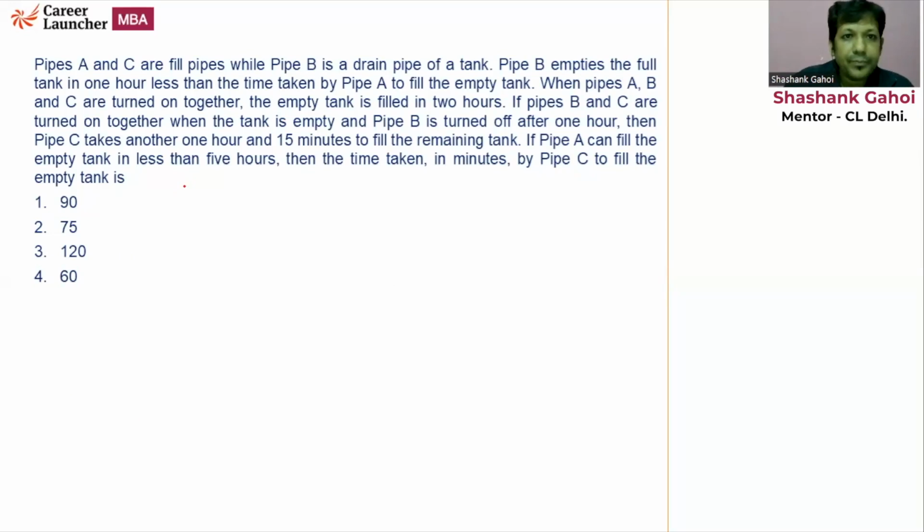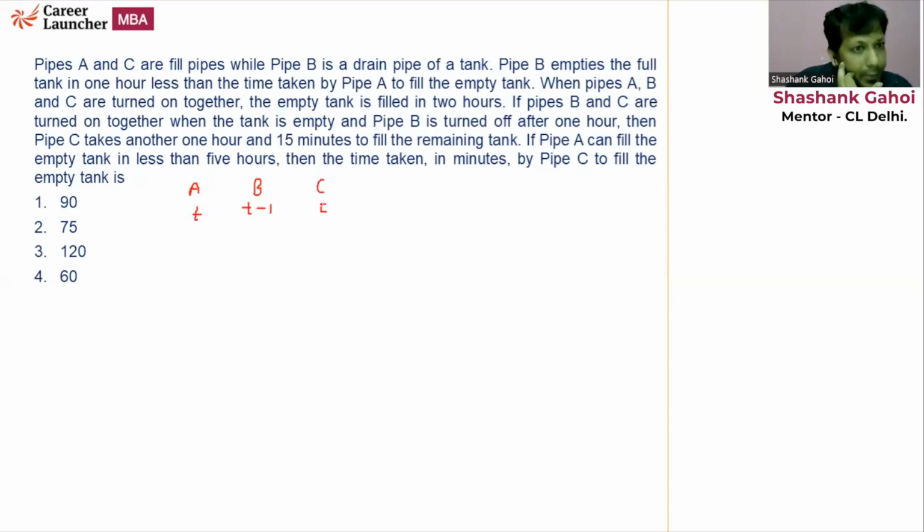C is filling. And B is empty. Pipe B empties the full tank in 1 hour less than the time taken by A. So if A takes T hours, B takes T minus 1 hours. And I have no idea about C, so C is taking C hours.